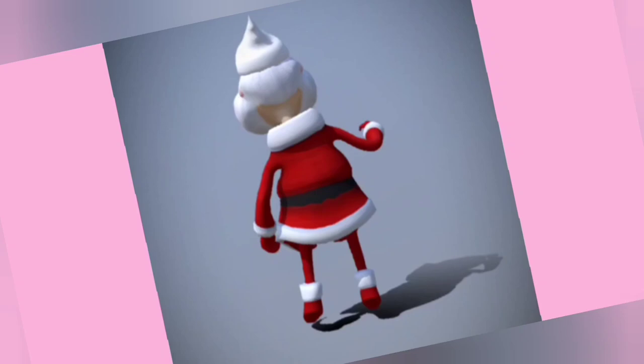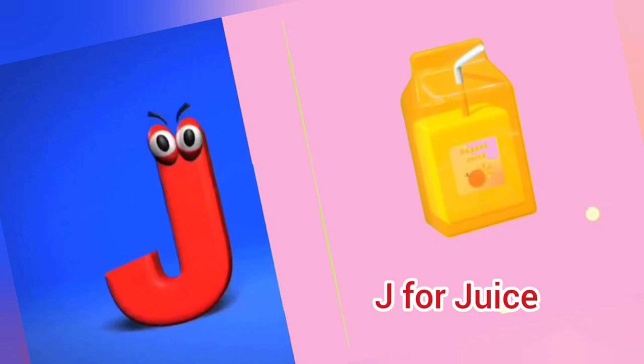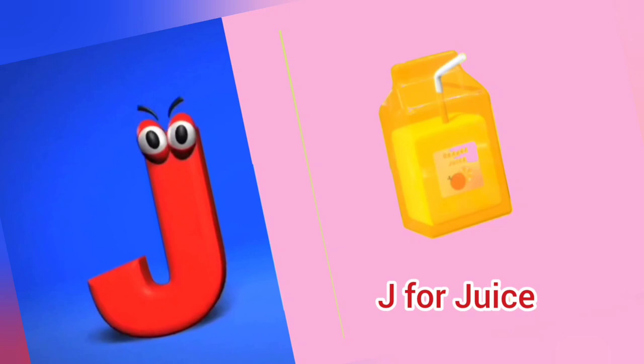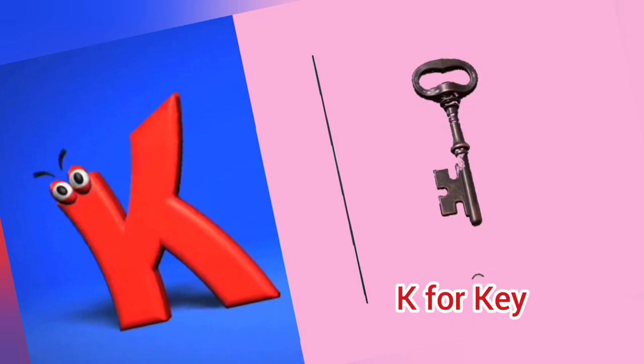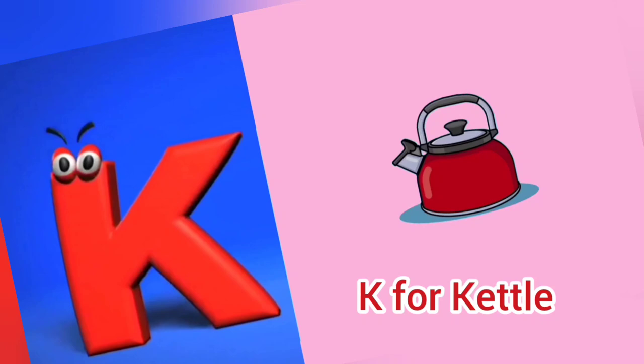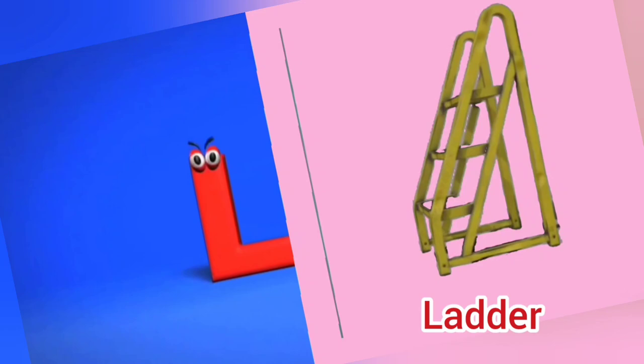J is for jar, jar. J is for juice, juice. K is for kettle, kettle. K is for key, key. L is for ladder, ladder. L is for lamp, lamp.